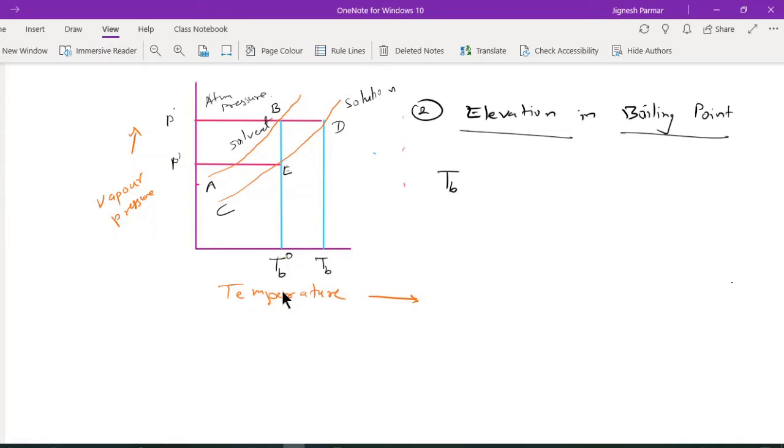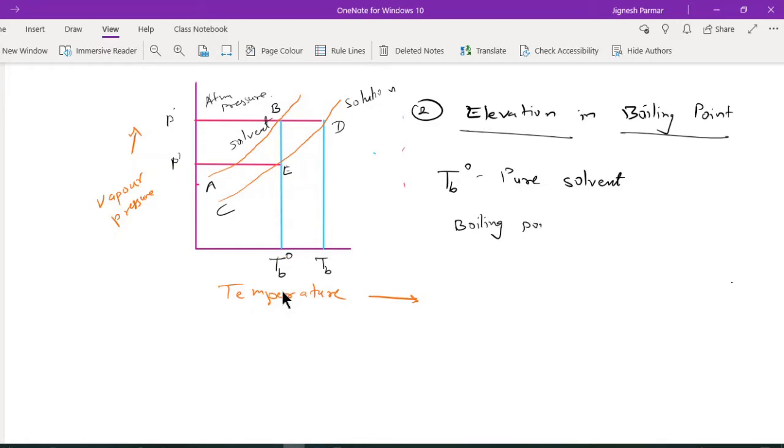So here Tb naught is the boiling point of a pure solvent. You can see from the graph that Tb naught is the temperature at which the pure solvent reaches 1 atm pressure. That is the temperature called its boiling point.